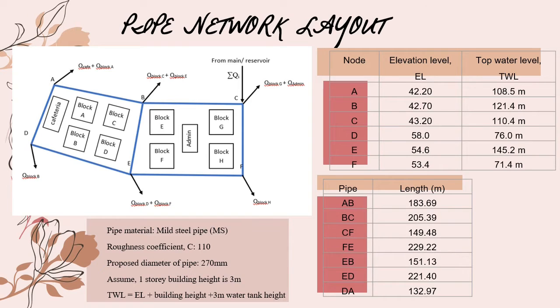This slide shows detailed information for our proposed pipe network layout. There are 6 drop-off points in the layout we propose. The pipe material we use is mild steel pipe with a 110 roughness coefficient. The proposed diameter of the pipe is 270 mm, and we assume that a 1-story building is 3 meters. The formula to get the top water level is elevation plus building height plus 3 meter water tank. Elevation and length of pipe are obtained directly from the AutoCAD drawing.